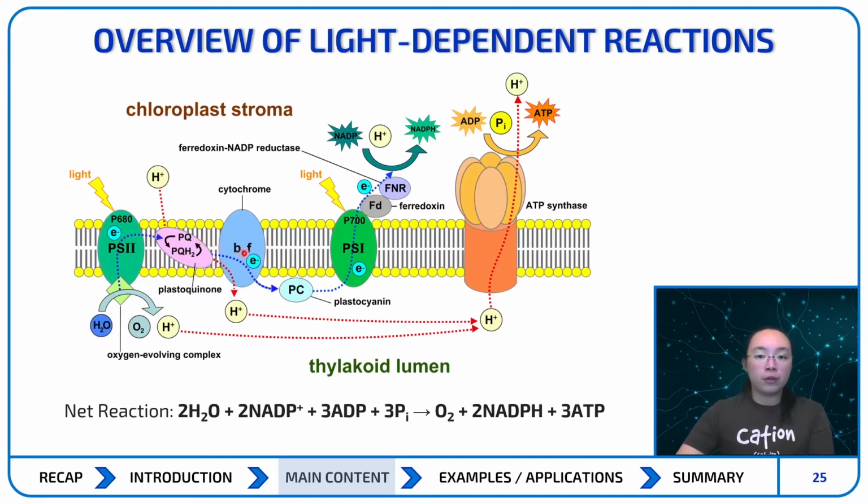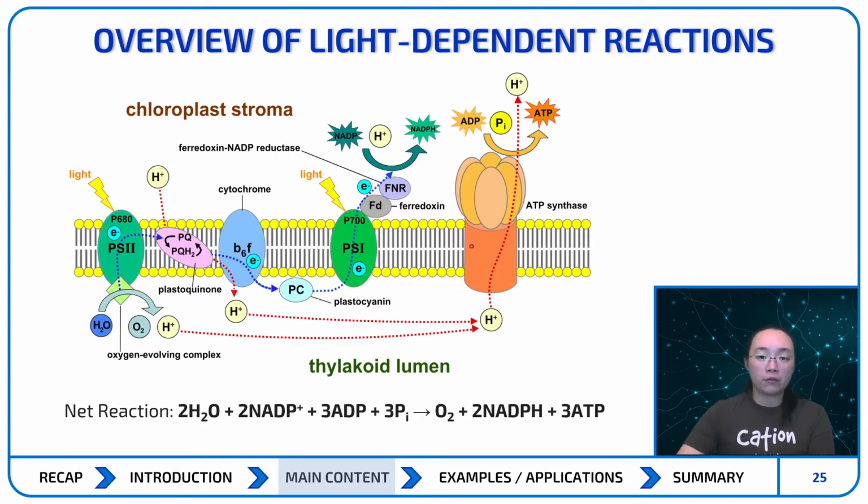The electron flow goes from PS2 to cytochrome B6F to PS1. In PS1, the electron is going to get the energy from another photon. So another light absorption, or light harvesting event, takes place. The final electron acceptor is then NADP, which becomes NADPH.